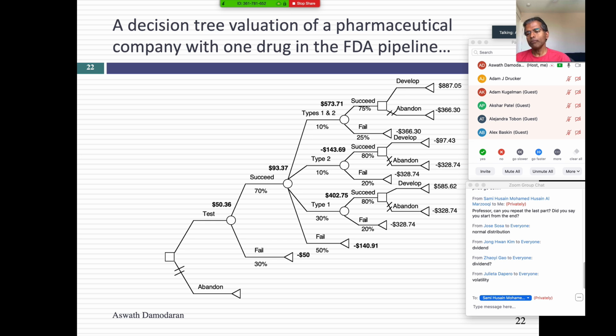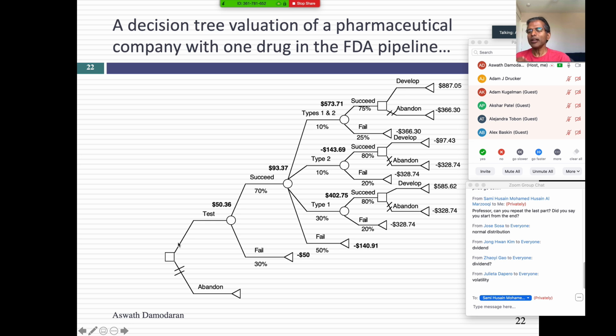Let's assume you're a small pharmaceutical company. You've developed or you're thinking about developing a diabetes drug. So right now you're here. The way to read decision trees is a circle is a probabilistic node. It's a node where fate delivers an outcome. You don't control it. A triangle is your choice. So right now you're right there.